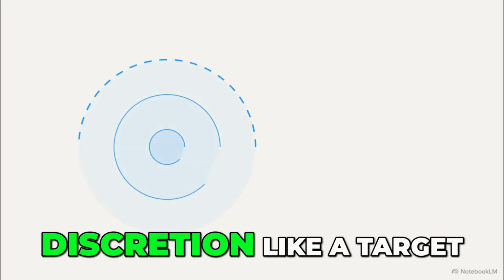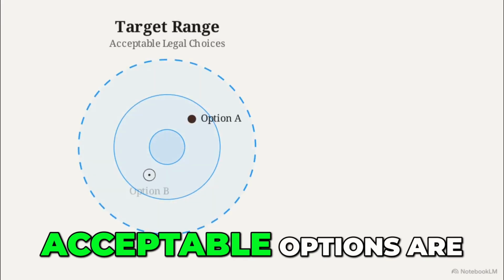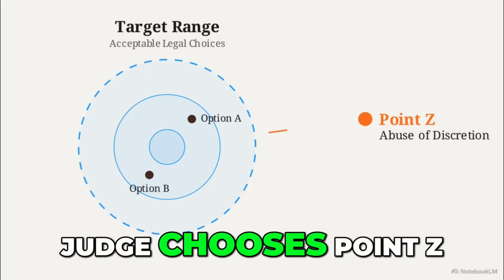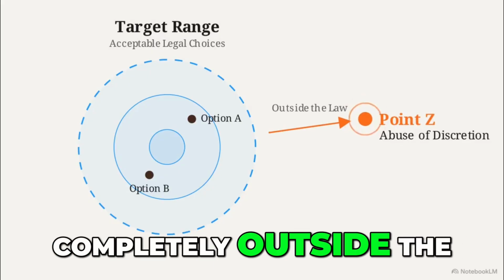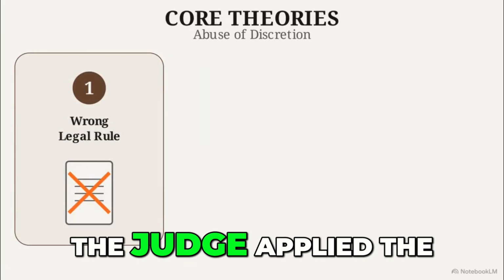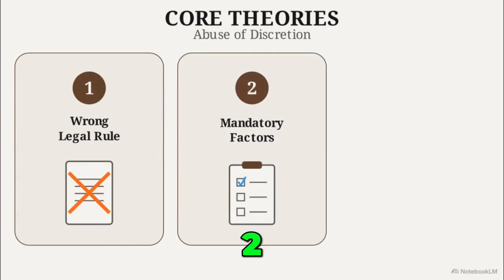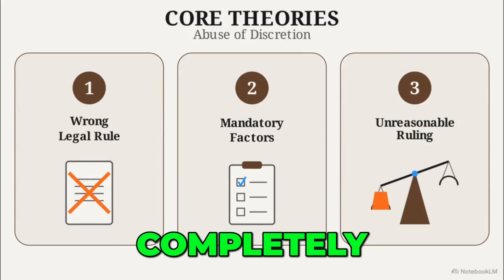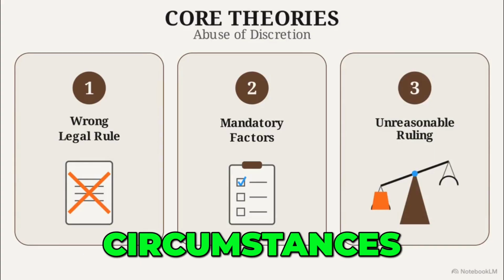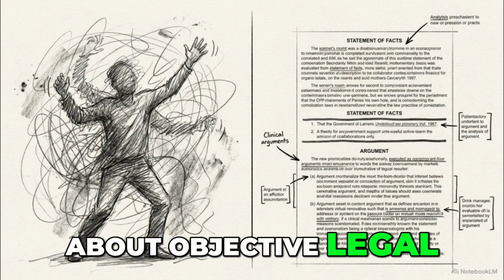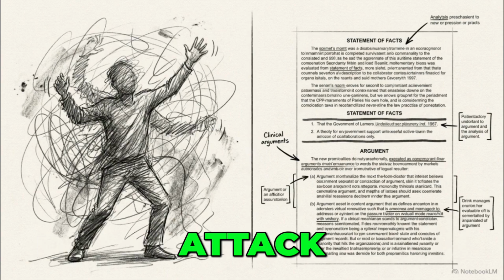Think of a judge's discretion like a target range. Acceptable options are inside, but an abuse of discretion happens when the judge chooses point Z, completely outside the law's boundaries. To prove this, anchor your challenge to one of three core legal theories. 1. The judge applied the wrong legal rule. 2. They failed to consider mandatory legal factors. Or 3. The ruling was completely unreasonable in the circumstances.